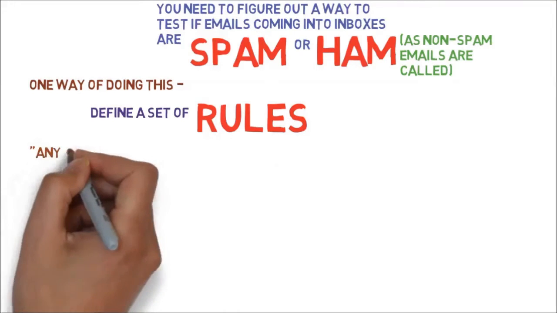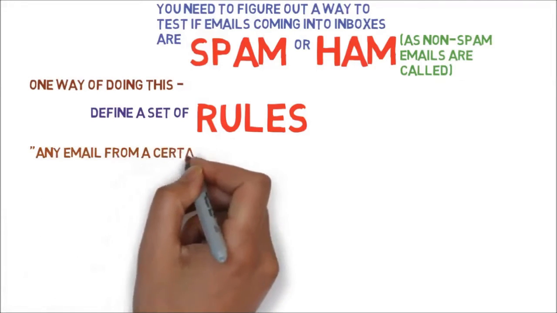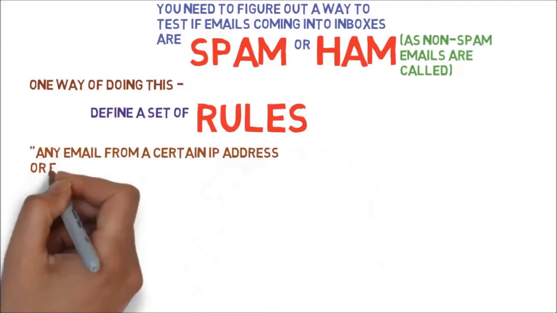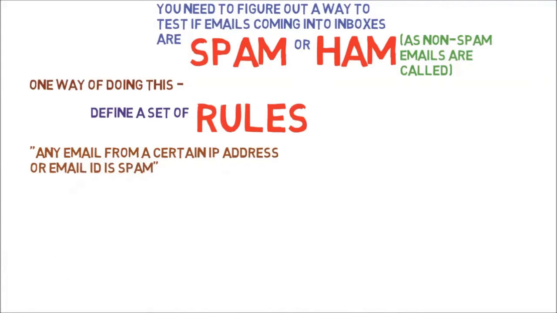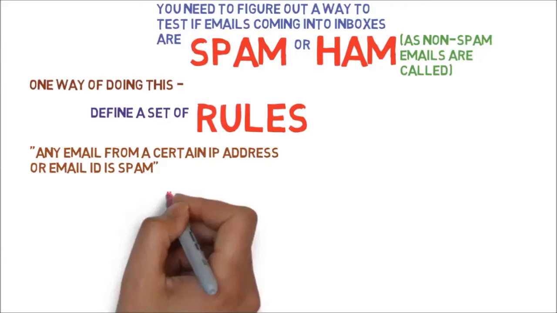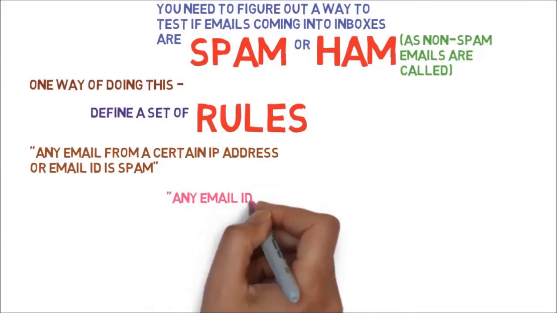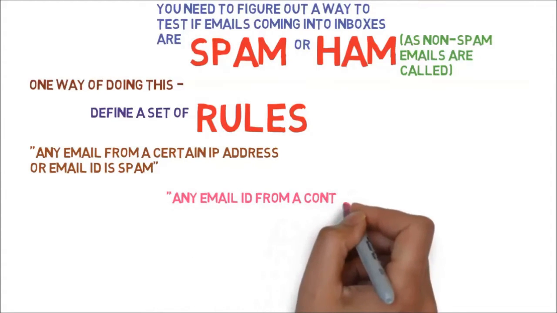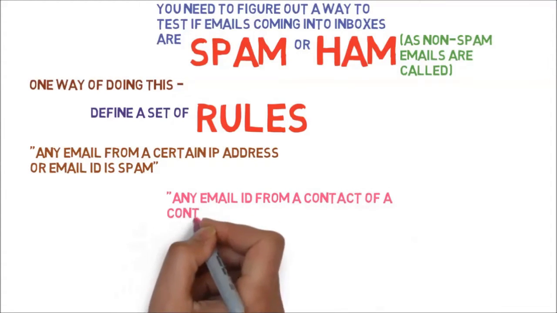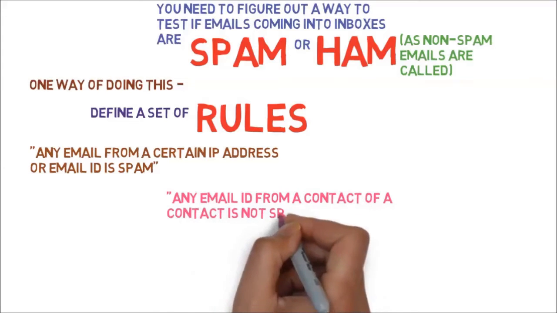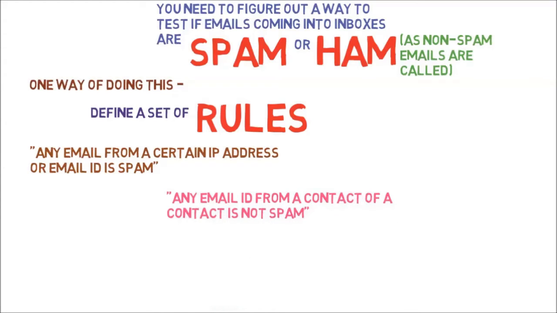Based on domain knowledge, you come up with a rule that any email from a certain IP address or email ID is spam. You will go ahead and create a blacklist for all of these email IDs and block them or filter them as spam before such emails hit the inbox. Just like you have a blacklist, you could also have a whitelist. And you come up with a list which is based on intuition and logic, that any email from a contact of a contact is not spam.